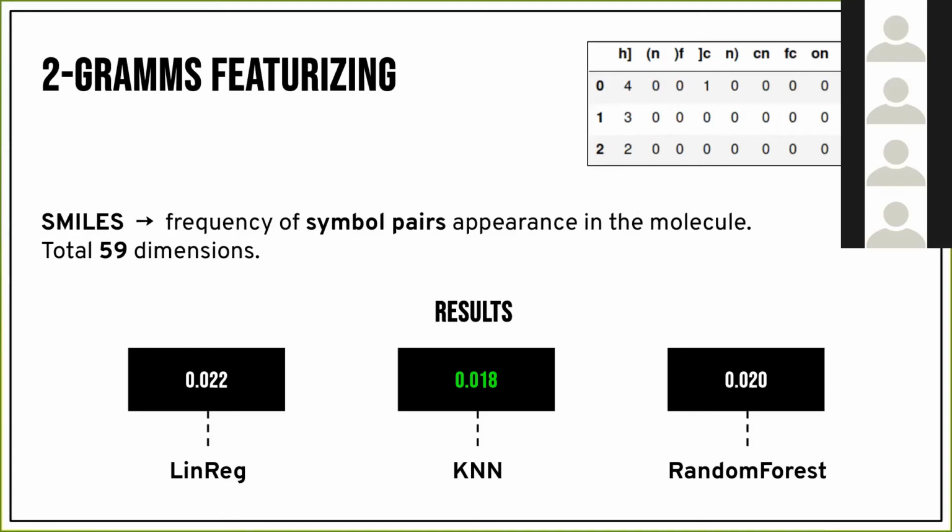2-grams method. The 2-grams method basically has the same logic as the 1-grams, but we're calculating frequencies not of symbols, but of pairs of symbols. Again, you can take a look at the example at the top right corner. And we have a total of 58 dimensions, and you can see the results are a lot better. For linear regression, it's getting better, and for KNN and random forest, we've beaten the 0.02 threshold.